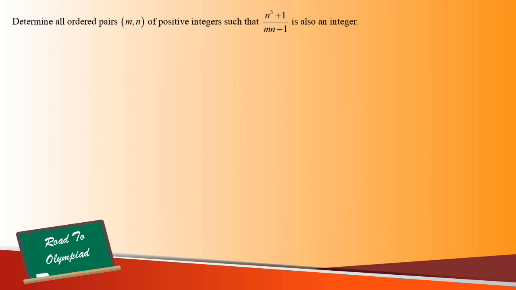Welcome to RTO. Consider the following problem. Determine all ordered pairs (m, n) of positive integers such that (n^3 + 1)/(mn - 1) is also an integer.